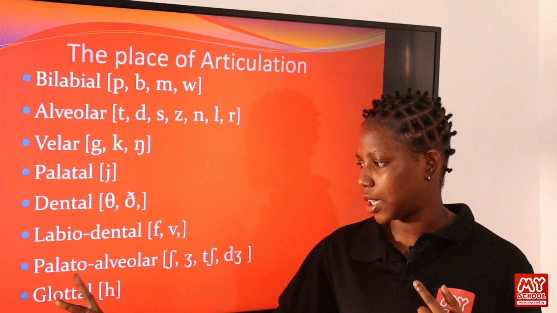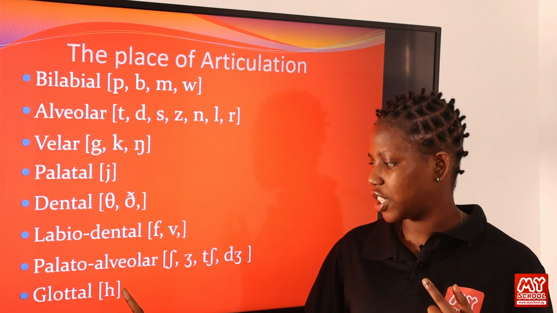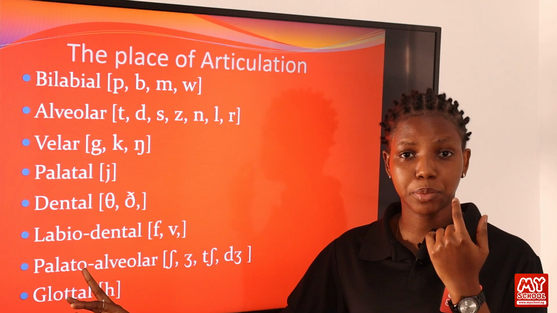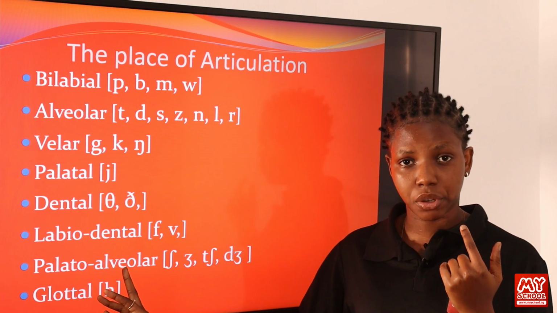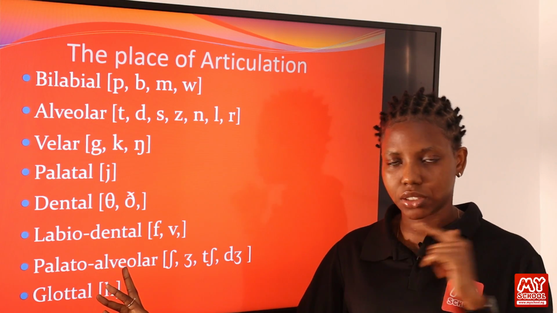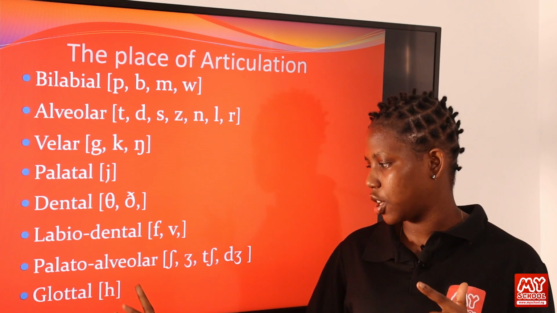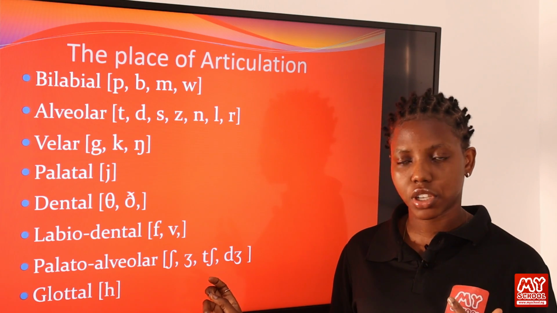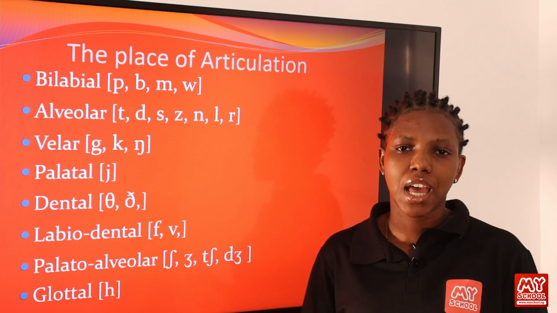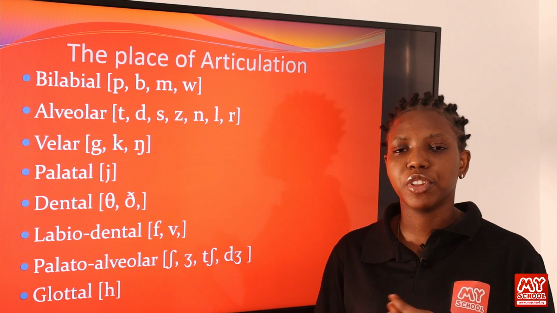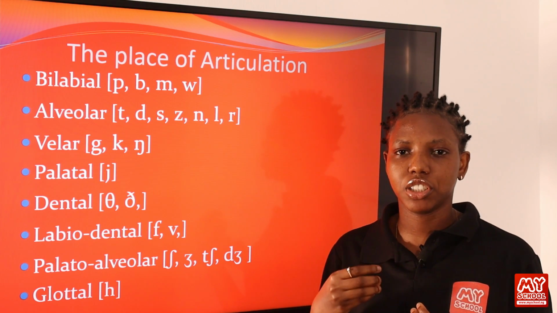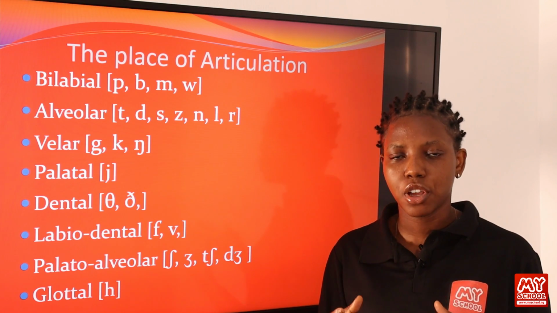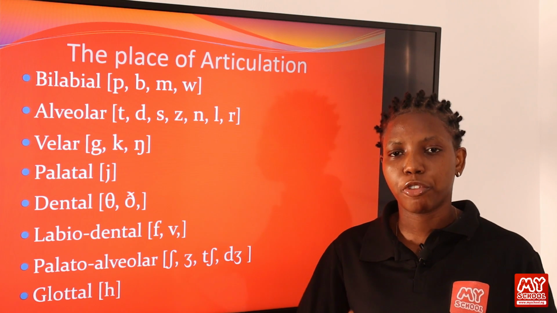The next is palatal alveolar. Palatal alveolar uses the side of your tongue against your hard palate and alveolar ridge also. So it involves 3 articulators, 3 organs of speech. So we have sh, ch. Glottal is the last, and it is produced from the glottis itself. It's something that you cannot feel, but you can actually make the sound from within.